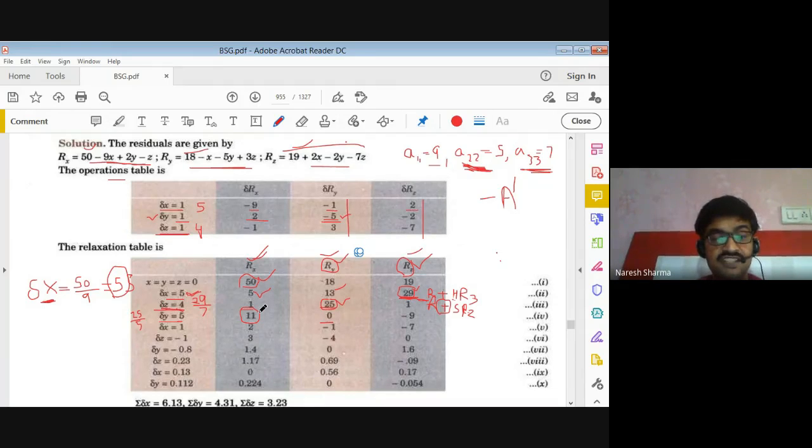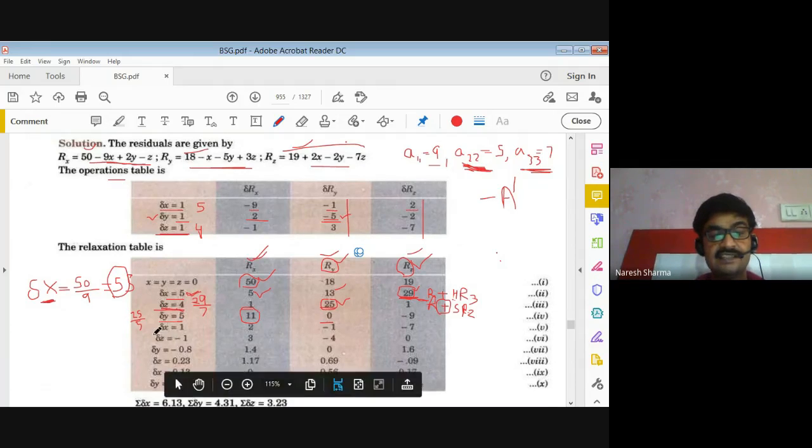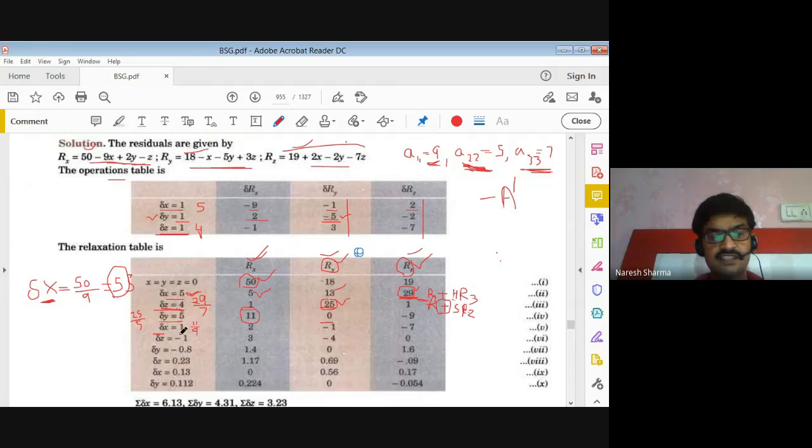Now we want to change this to 0. This belongs to x, so we write here del x. So we choose 11 divided by a11, that is 9. So here we choose 11 by 9, that is 1 point something. You may choose 1, so we choose 1 here.